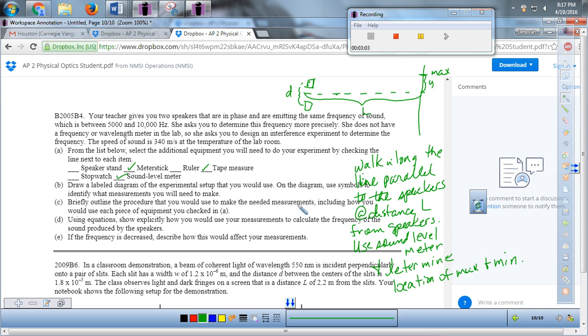Alright, so let me make sure I didn't lie there. I said set speakers a fixed distance D apart, determine a line parallel to the speaker line and the distance L away. Walk along the line with sound meter and check for max sound, measure distance Y. Okay, so that's pretty much what I said.